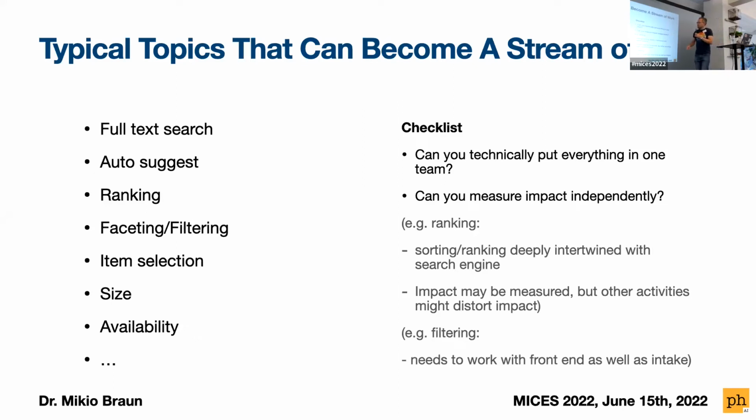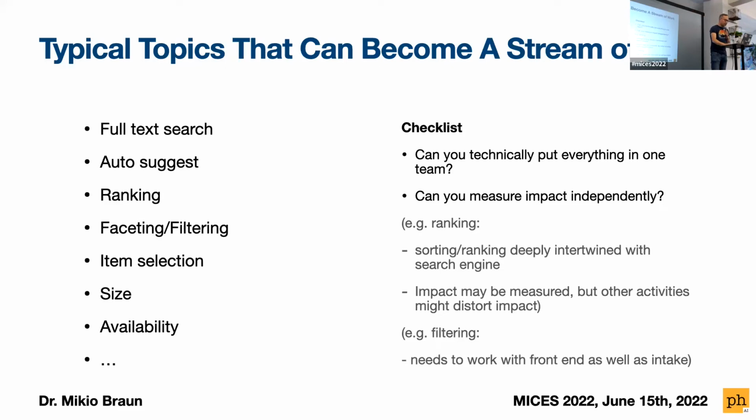The typical problems are, for example, if we look at ranking, sorting and ranking is very deep in the search engine. The impact you might measure, but there might be other activities that distort it. Let's say you work on the ranking, but there is another team that works on product presentation and tries to optimize what you show on the product cards. And then again, you have dependencies which are not easy to fix.